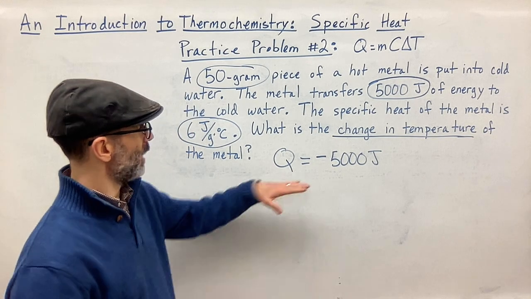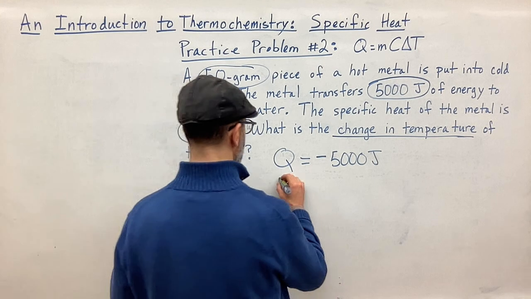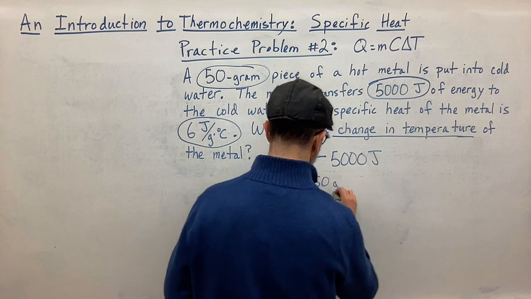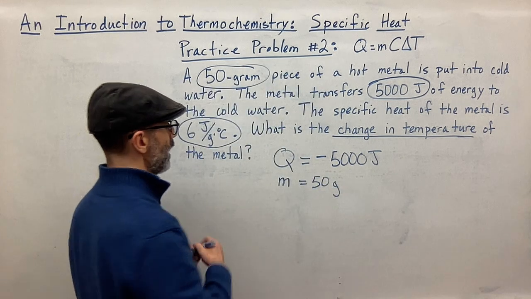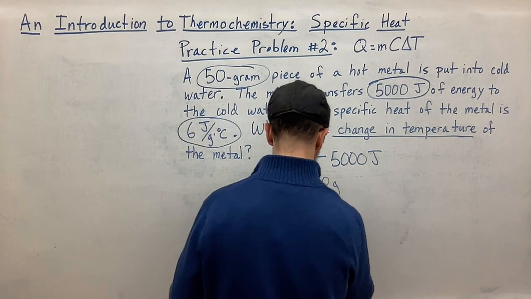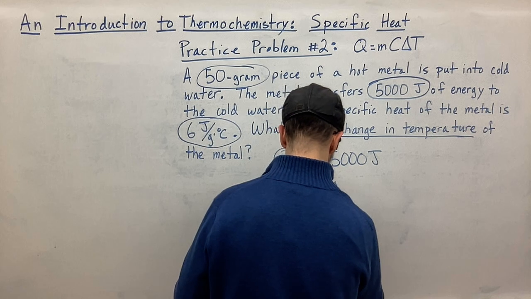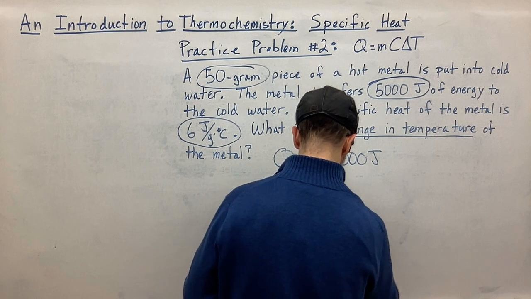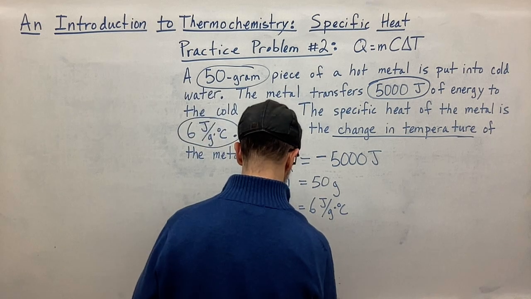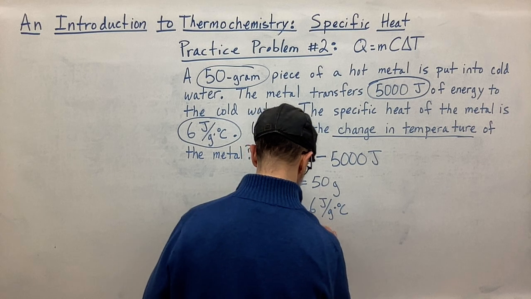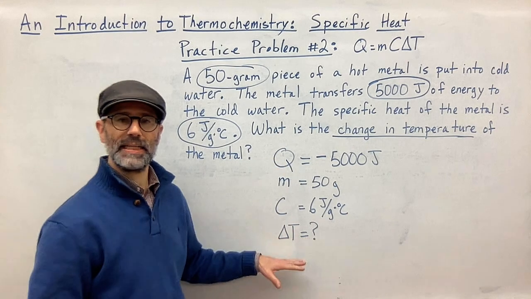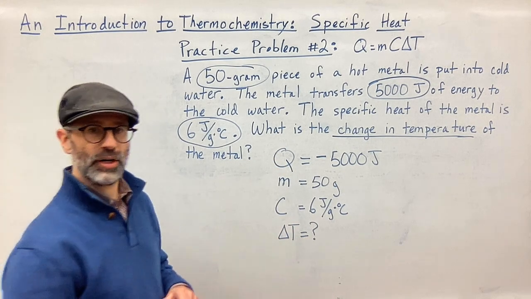Okay, so we got Q, and then our m, mass, that's going to be 50 grams. And then we have our c, our specific heat. That's going to be 6 joules per gram degree Celsius. And then we're looking for the temperature change. So delta T is equal to question mark. So we have everything listed. Let's go ahead and plug it into our equation.